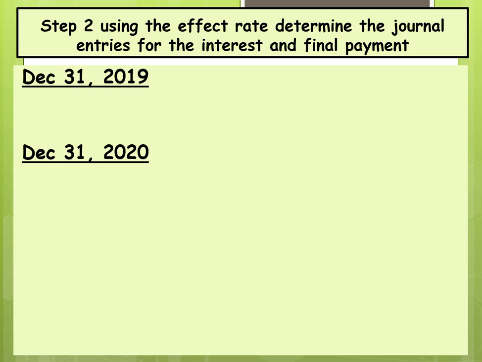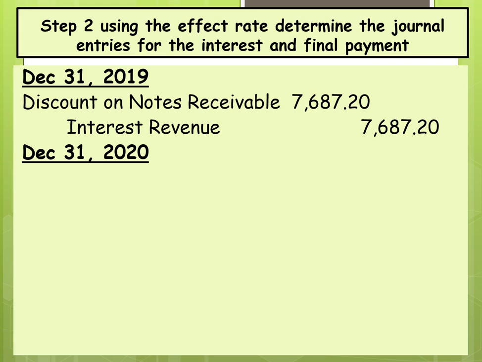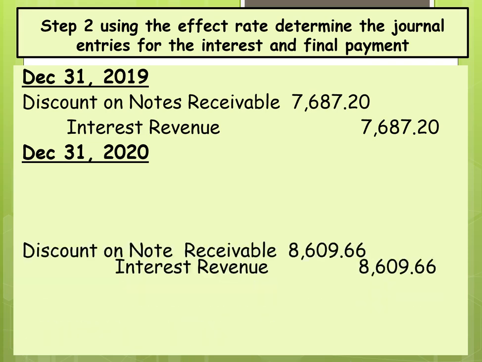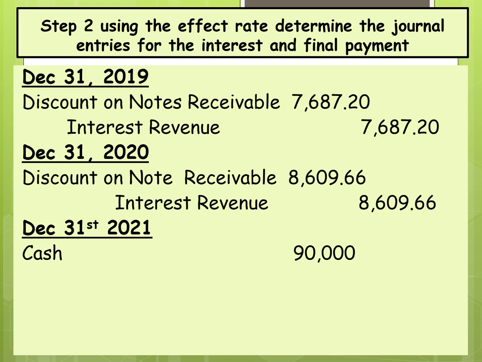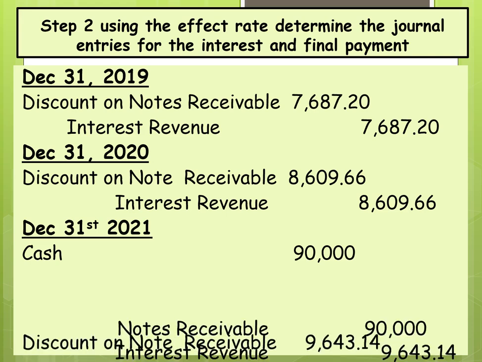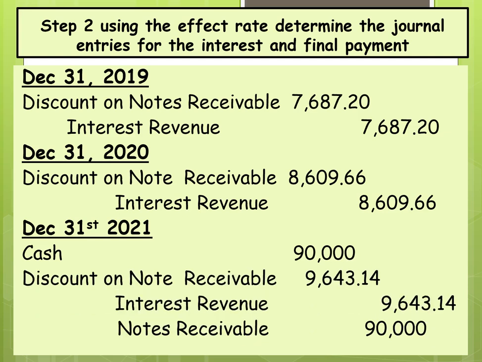So what do our journal entries look like? At the end of the first year, since no payments are being made and we're only earning interest, we would have discount on notes receivable and interest revenue. For the second year, it would be discount on notes receivable and interest revenue. And for the third year, we would show cash of 90. We would take our notes receivable off the books and then book our last year's interest revenue.